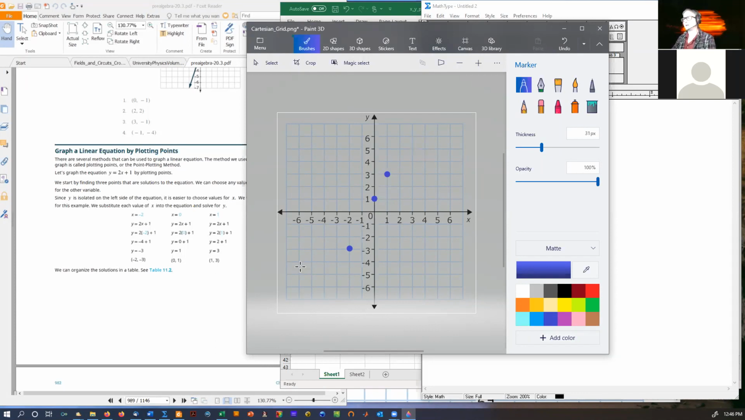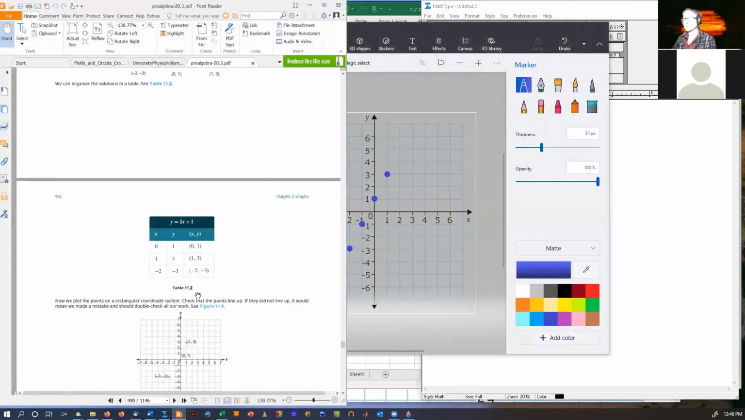So now we've plotted that line, and you could say, okay, well, what if we take x equals -1? So that would be 2 times -1 is -2, plus 1 is -1. So at x equals -1, y equals -1. We plot a point there, and we can see it falls right along that line, right? So that's how you do this by plotting points. And where's the next example?